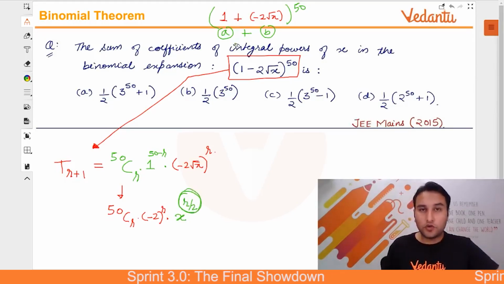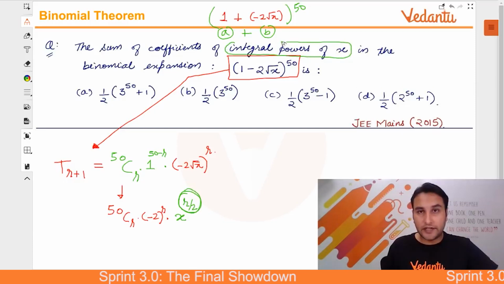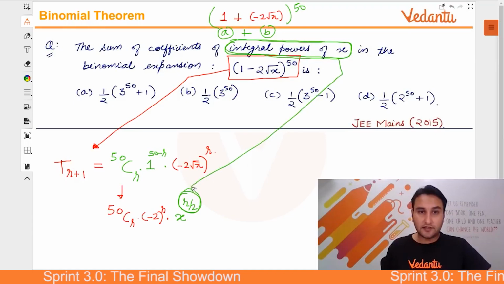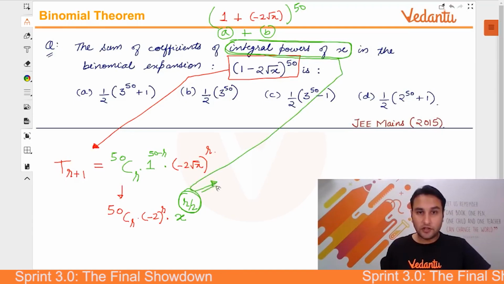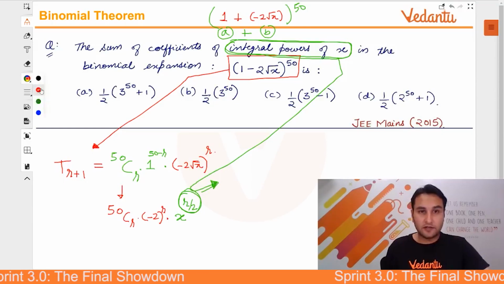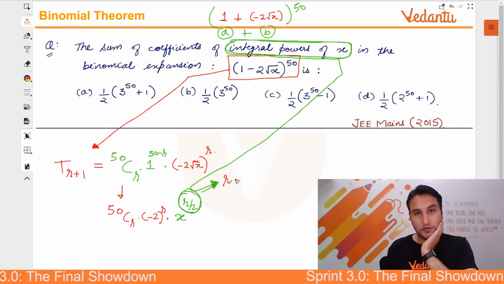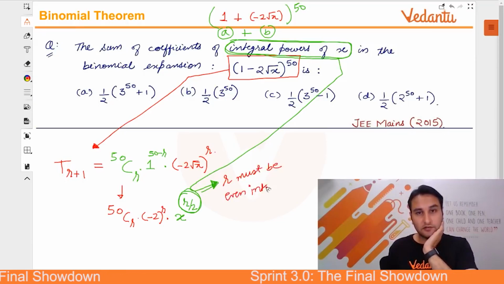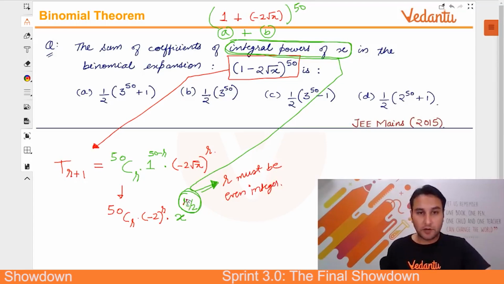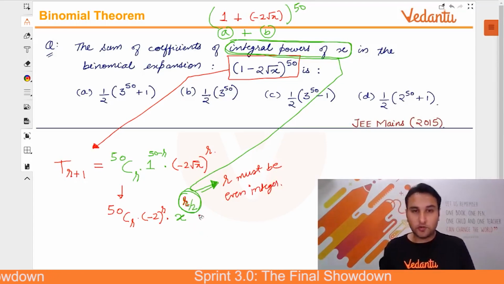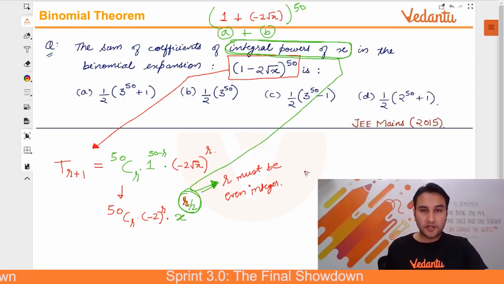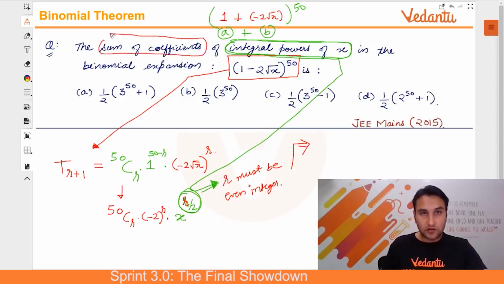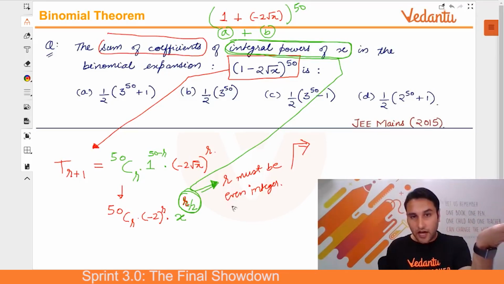ठीक है? Now you want the integral powers of x. You want the integral powers of x. For integral powers of x implies what? For integral powers of x क्या होगा? r must be what? r must be even integer or multiple of 2. r must be multiple of 2. Agree? But it implies what will be your terms? Which implies your terms will be what? Like you want some of the coefficients, right? So what will be those coefficients where r is an even integer?